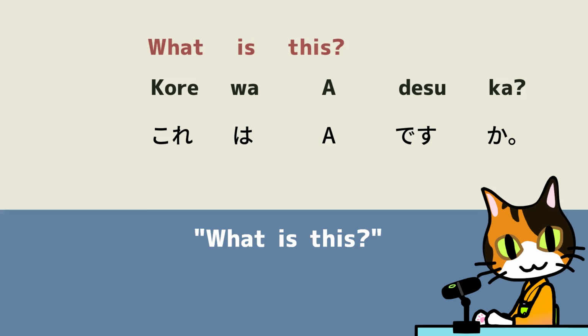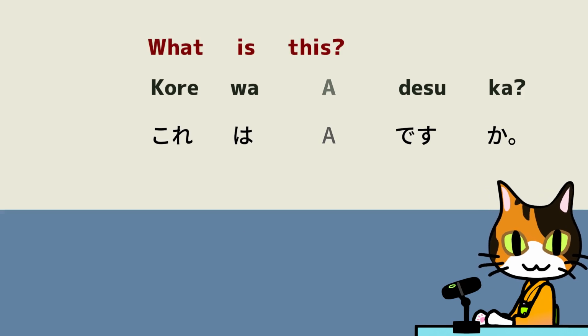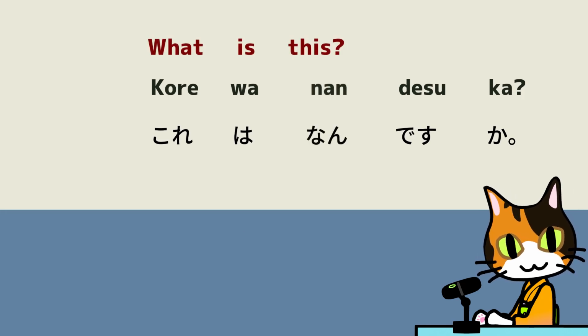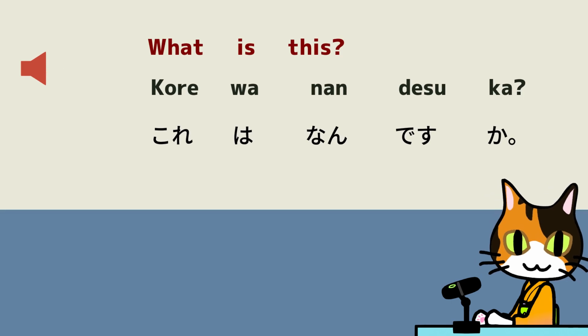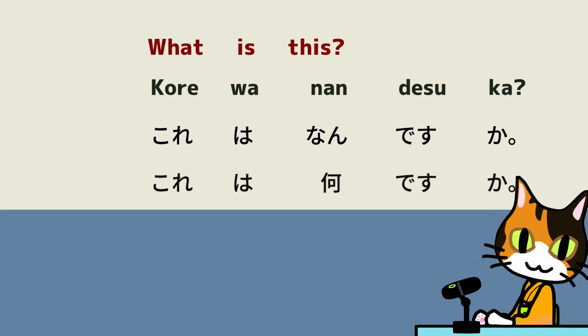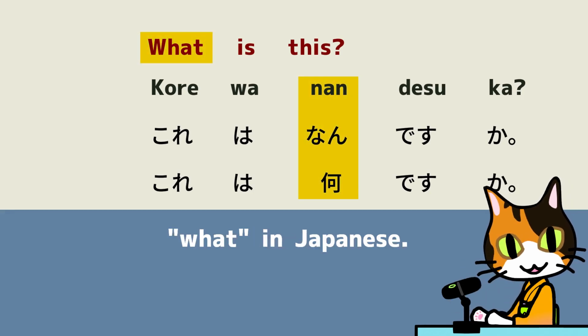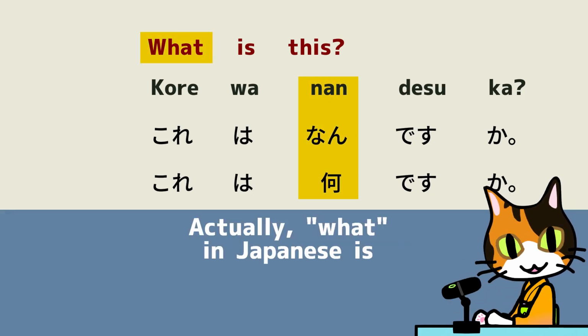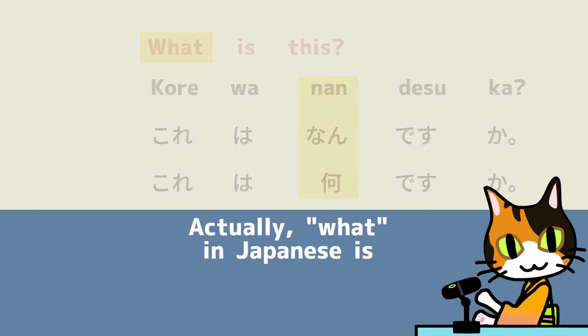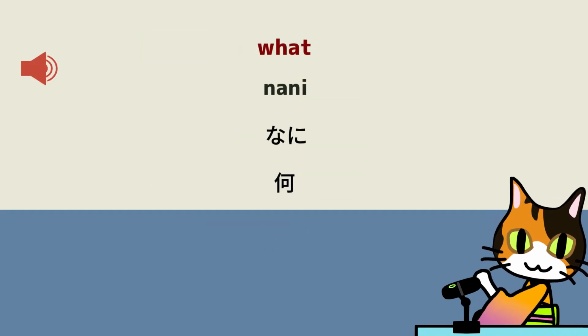What is this? これは何ですか? That's it. This nan means, what, in Japanese. Actually, what, in Japanese is, nani. 何?